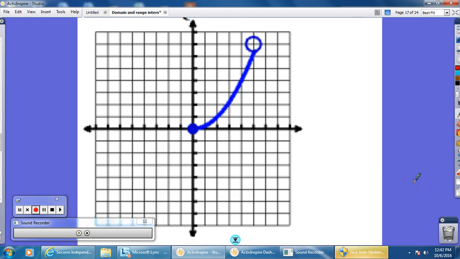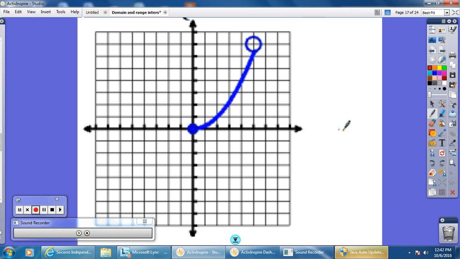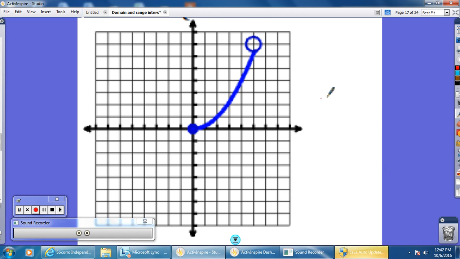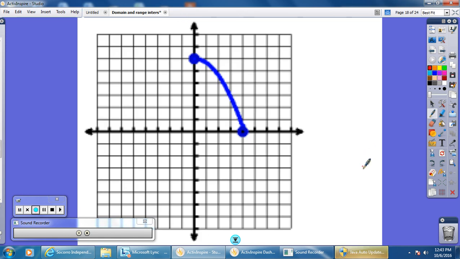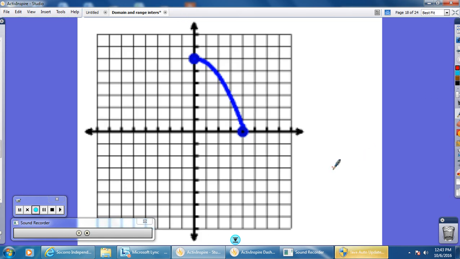Your turn. I want the domain and the range, and I want you to write what it is. The domain is between. The range is between. Including. I'm not going to write the answer to this one for you. Same thing here. It's your turn. Domain and range. You're going to be including both numbers.